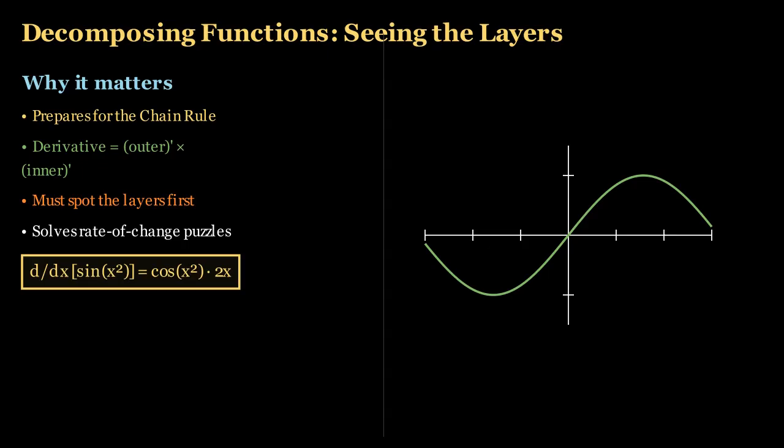So how do you actually do it? The trick is to think about the order of operations you would use to evaluate the function for a single number. Imagine you are a human calculator. For h of x equals the square root of x squared plus 1, what is the very last thing you do? You take the square root.